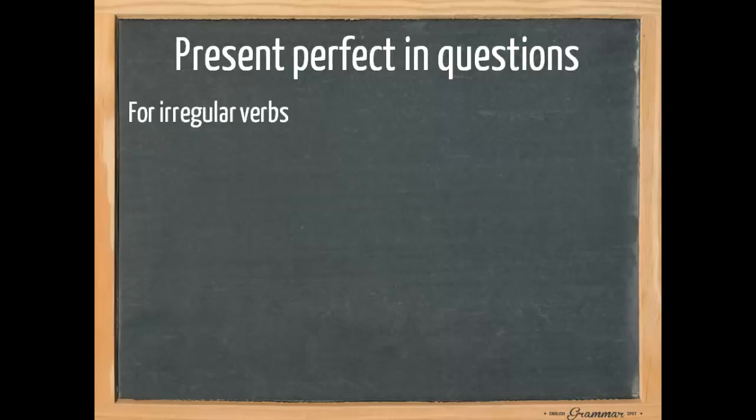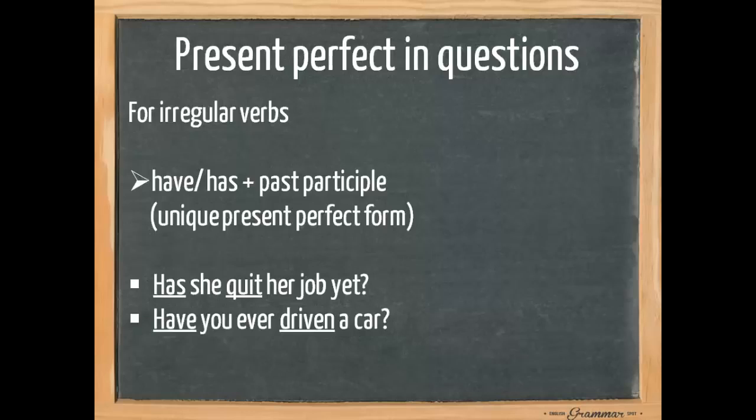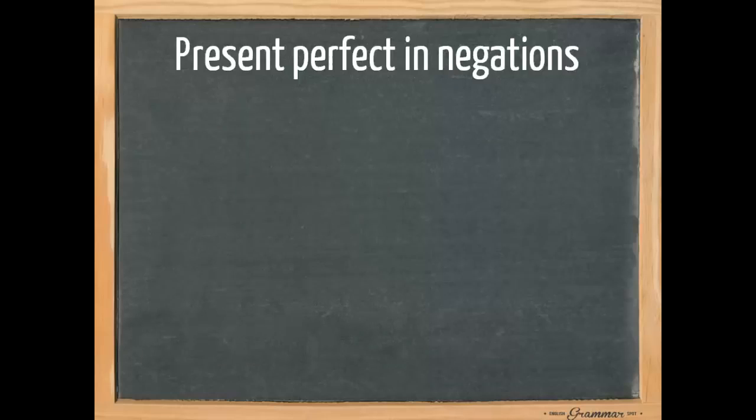For the irregular verbs, we also use the auxiliary verb to have and the past participle, but now the unique present perfect form. For example, has she quit her job yet? Have you ever driven a car? Have they ever paid for dinner? Let's have a look at the present perfect in negations.